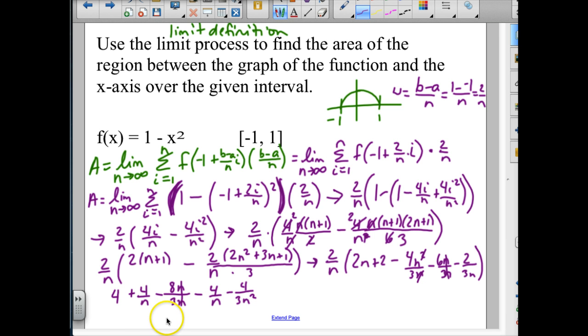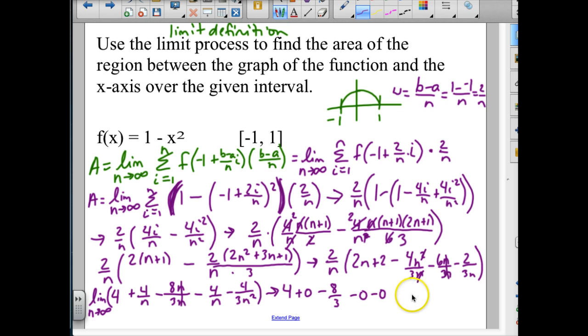Now I'm ready to take the limit. So I want the limit as n approaches infinity. How do I know I'm ready to take the limit? Because I've canceled everything and I have individual fractions. The limit of 4 is 4. The limit of 4 over n would be 0. The limit of negative 8 thirds is negative 8 thirds. The limit of 4 over n is 0. And the limit of 4 over 3n squared is also 0.